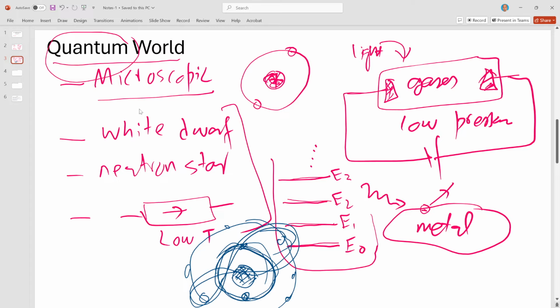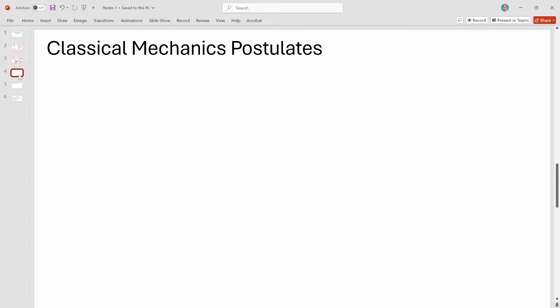So, to describe this quantum world, a new set of laws, and a whole domain of application, was discovered. This is called quantum physics or quantum mechanics. We usually use them interchangeably. I'm going to introduce the basic principles of quantum physics. But before I do that, let me recap what we know about classical physics.